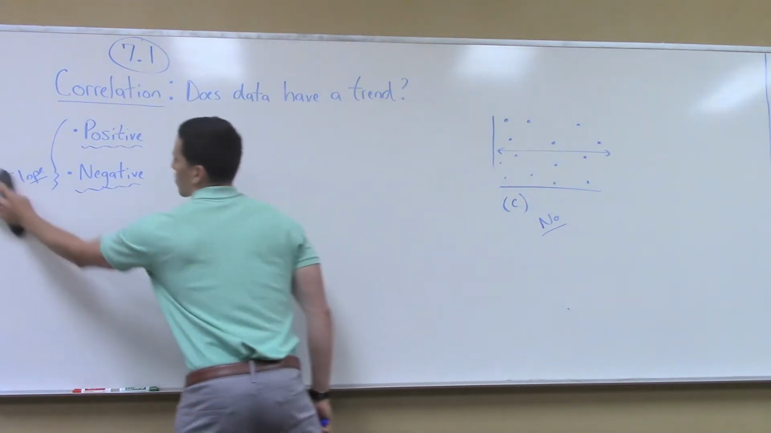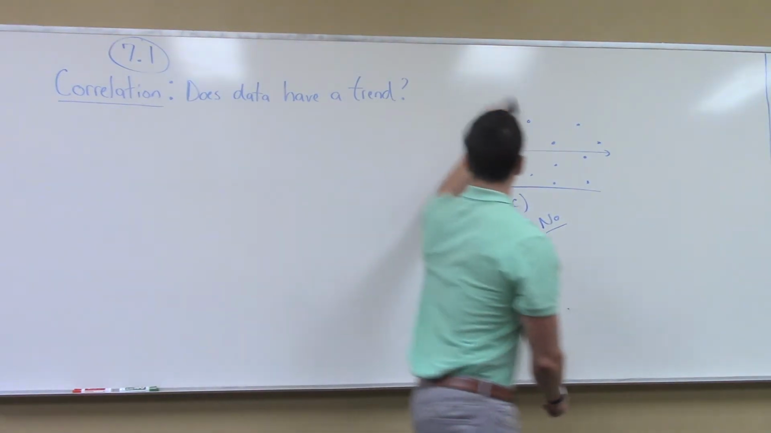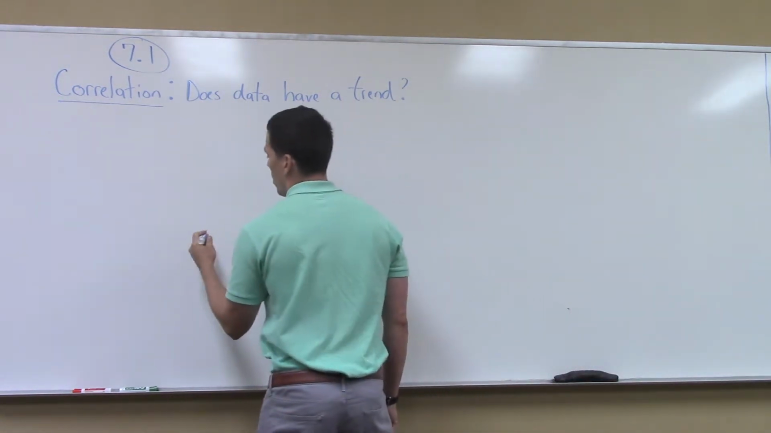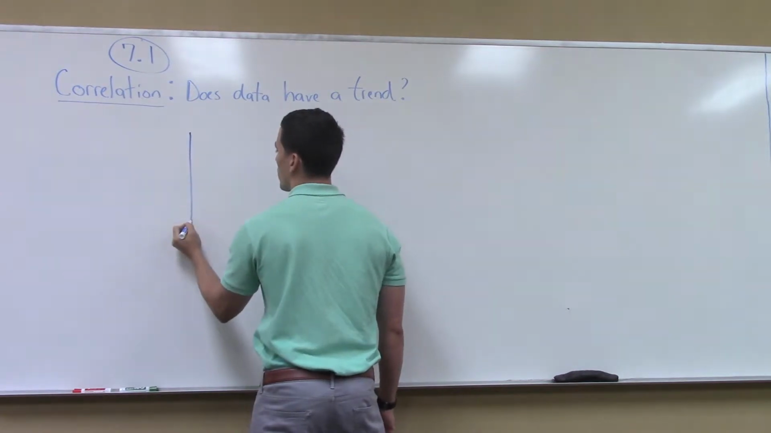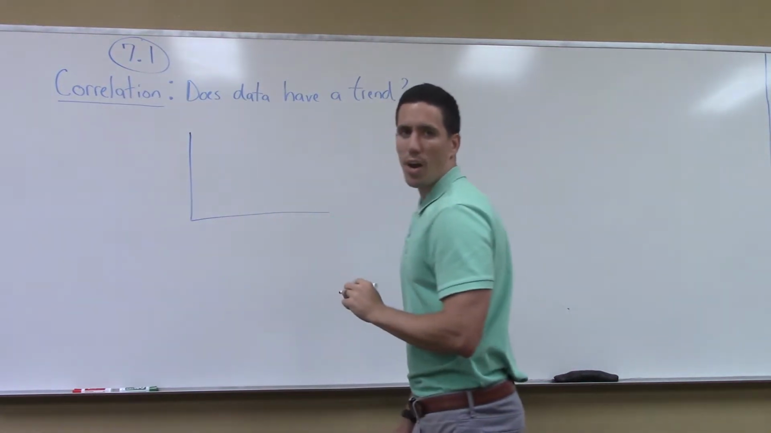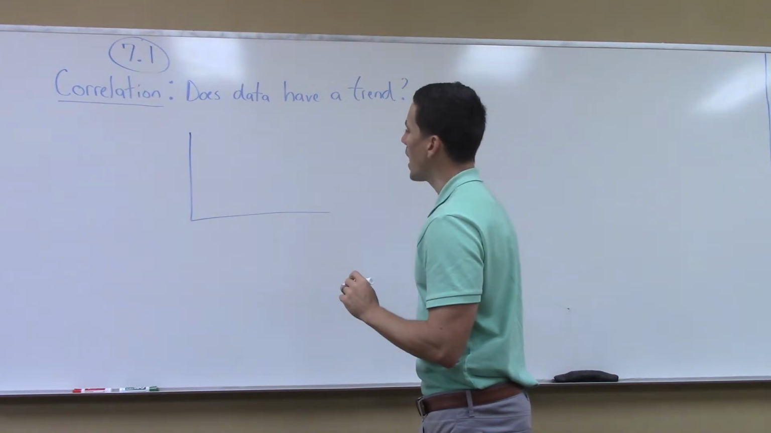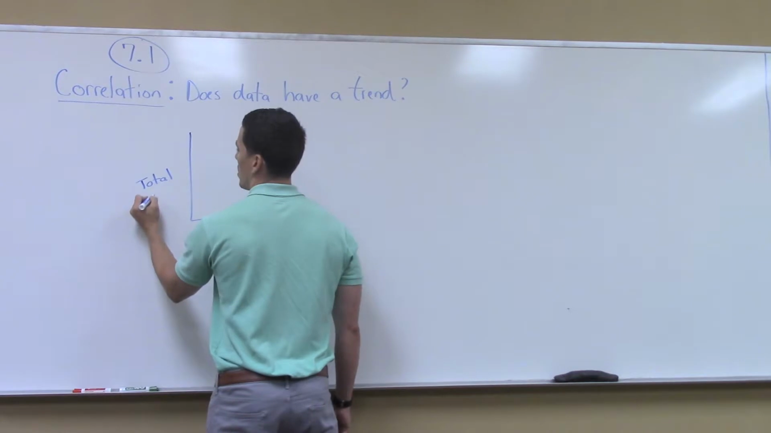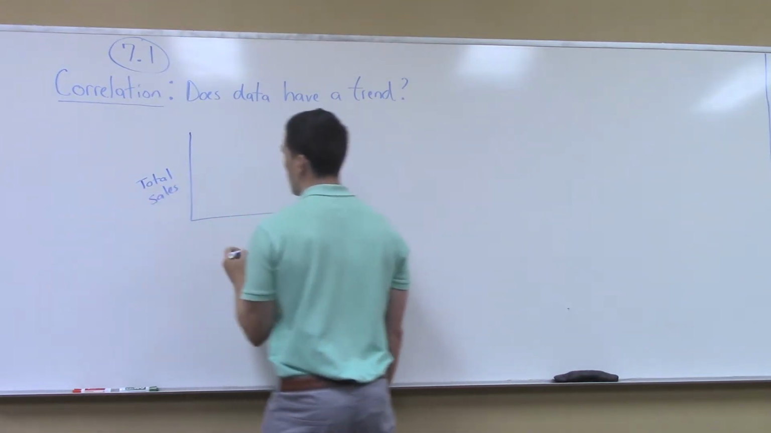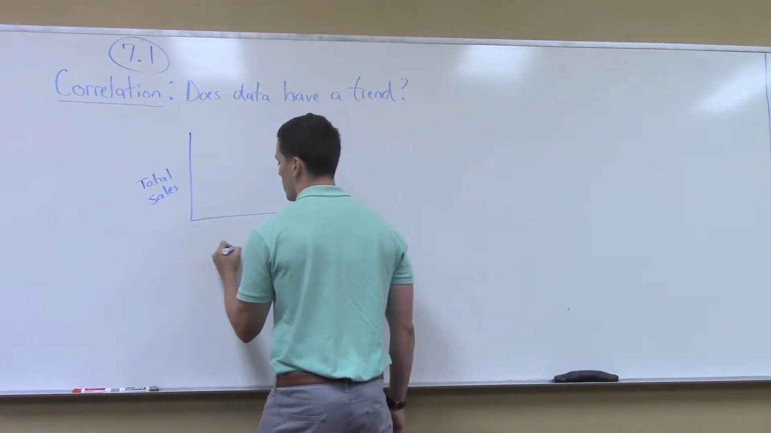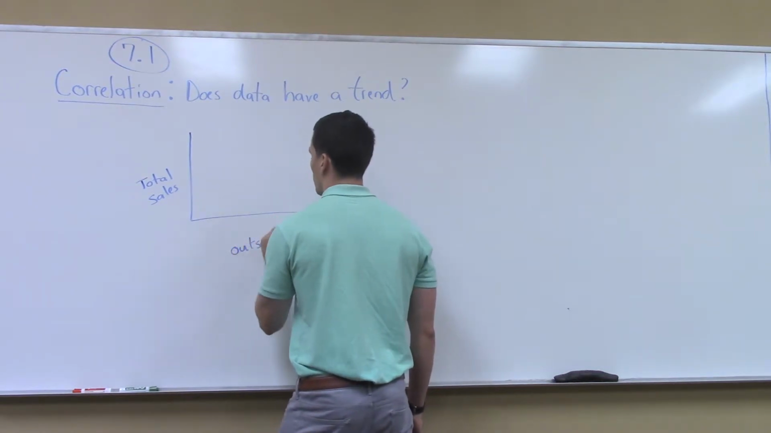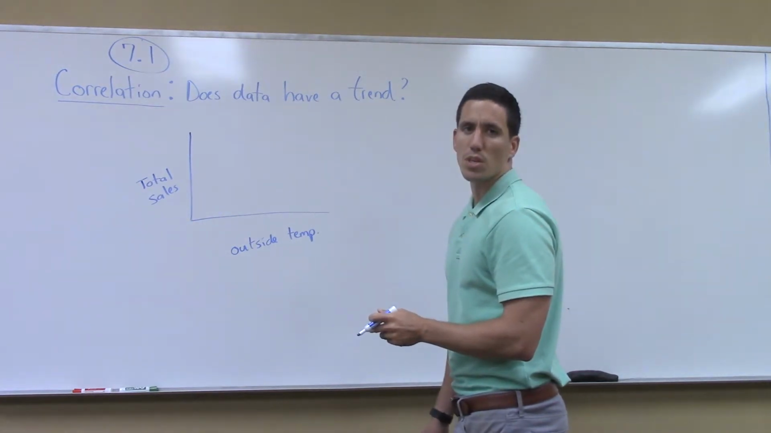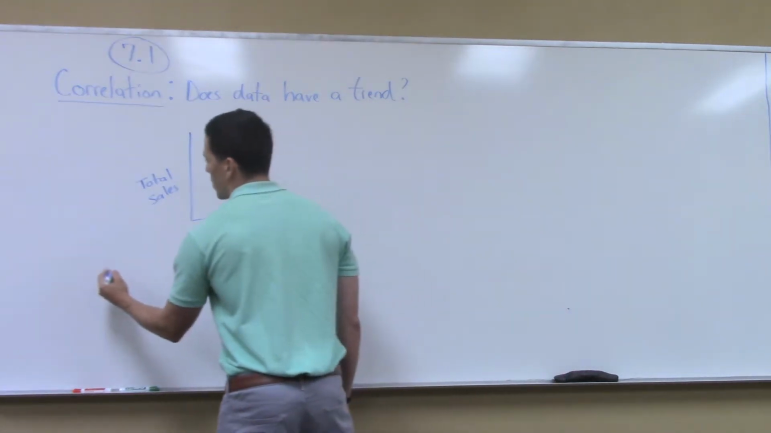The context that I'm going to create here is on my two axes of my graphs. I'm going to have on the y-axis total sales, and I'm going to have on the x-axis outside temperature. Okay, and the context that we're going to be using, let's say, is of an ice cream truck.